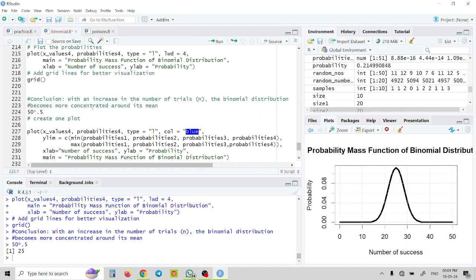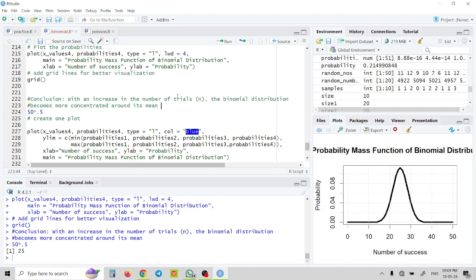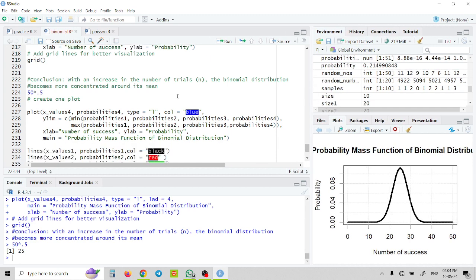You can see that with an increase in the number of trials, the distribution becomes more concentrated around the mean. This is how the binomial distribution behaves with various values of the parameters. Now we can make one graph of all these plots to make the comparison.